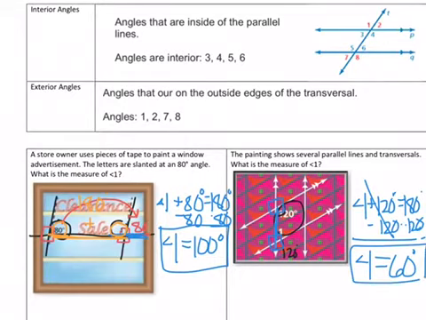So again, the consecutive part that I'm talking about is 120 and 1. These two angles have to equal 180 degrees, which they do.